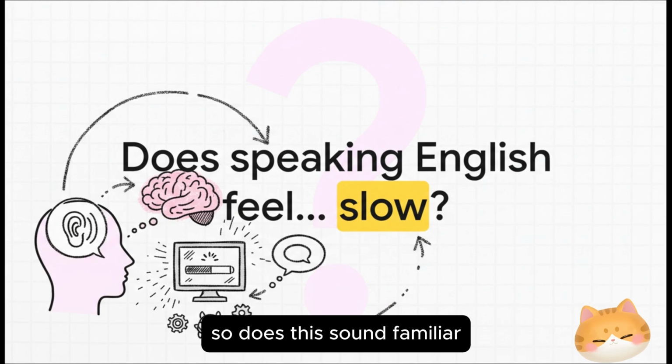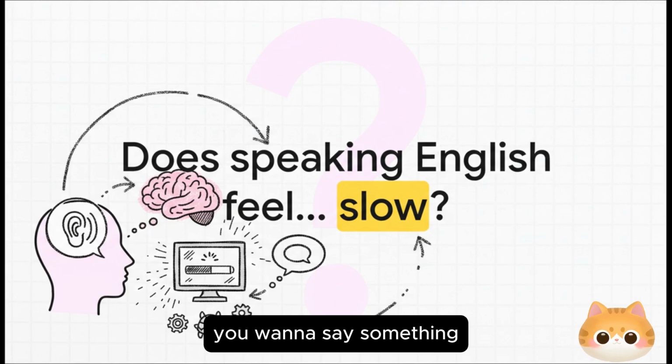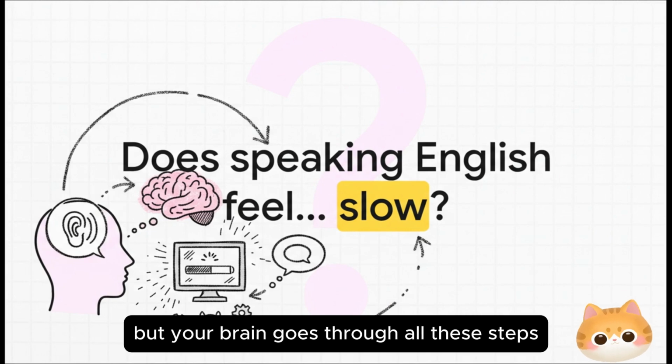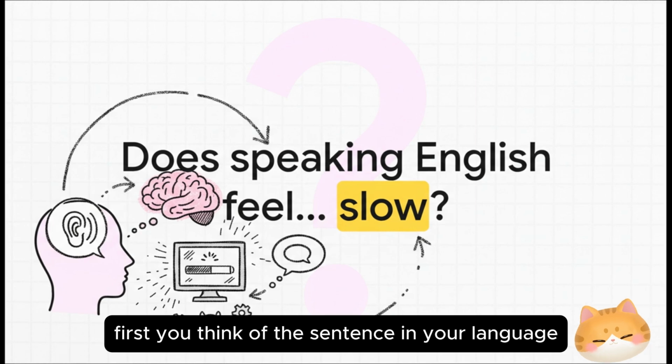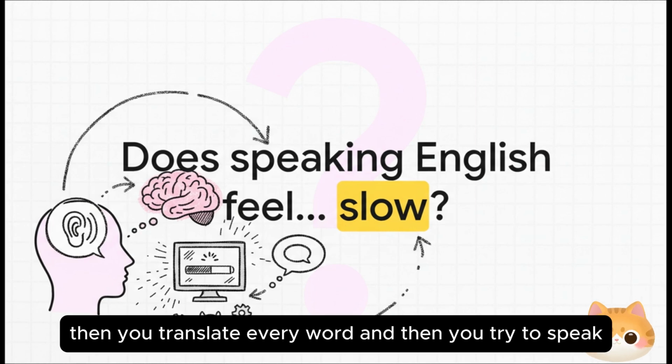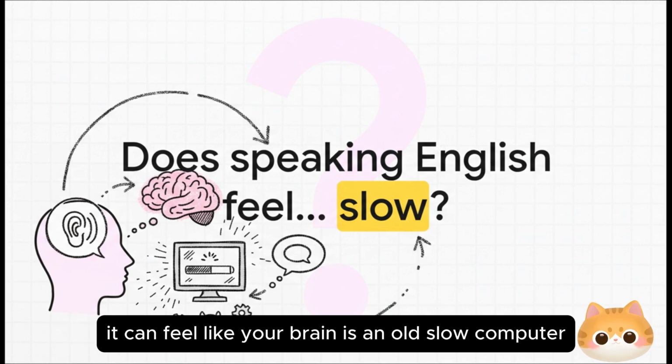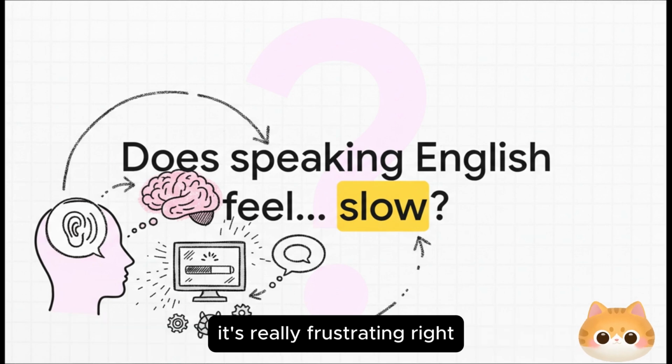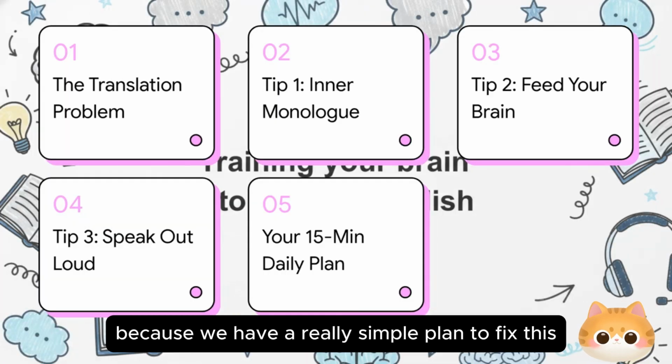So, does this sound familiar? You want to say something, but your brain goes through all these steps. First, you think of the sentence in your language, then you translate every word, and then you try to speak. It can feel like your brain is an old, slow computer. It's really frustrating, right? But hey, don't worry, because we have a really simple plan to fix this.